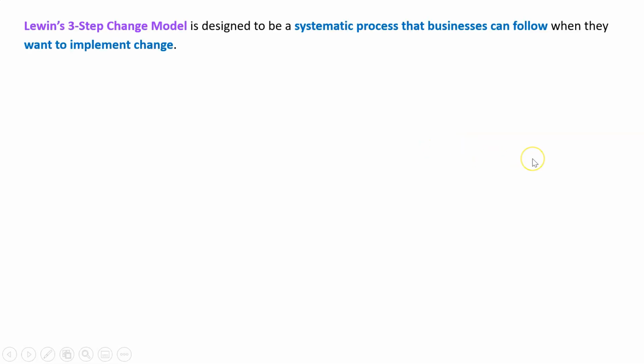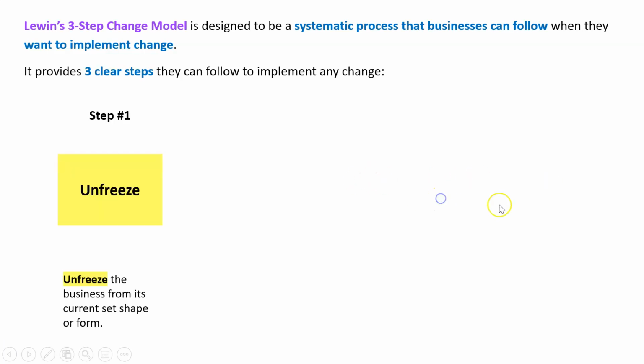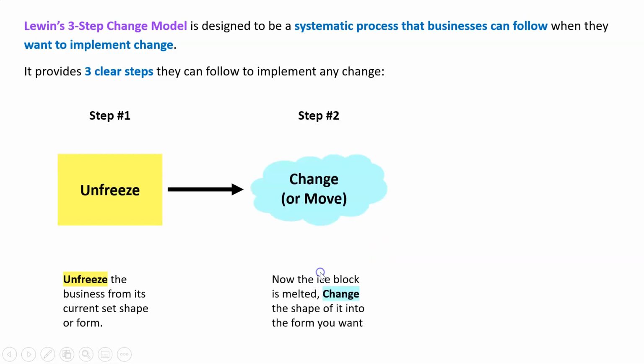So first of all, how does following this model help implement change? We want to say something like, it's good because it's a systematic process. We can follow this when we want to implement a change. It effectively allows the business to implement change because it's very clear. It's got 3 clear steps, and we use a metaphor. Step 1 is unfreeze. We must unfreeze the business from its current shape or form, so pretend it's a square block of ice. Get a hairdryer, melt it down to unfreeze.